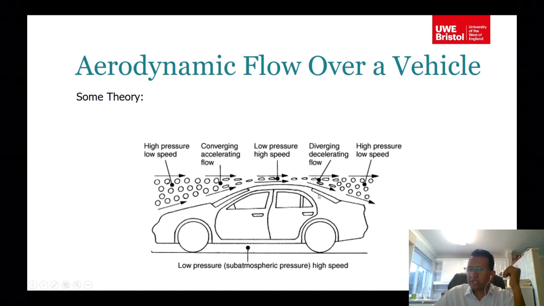Then near the back window, the flow decelerates. That means pressure increases again. Here again you have a low speed, high pressure zone. And here what you will find is actually a low pressure zone. Underneath the car, there is always a low pressure zone. That is because the flow is accelerating underneath the car. That means there's a high velocity here, which means low pressure.